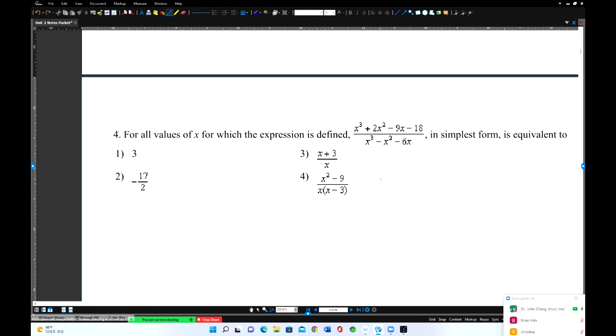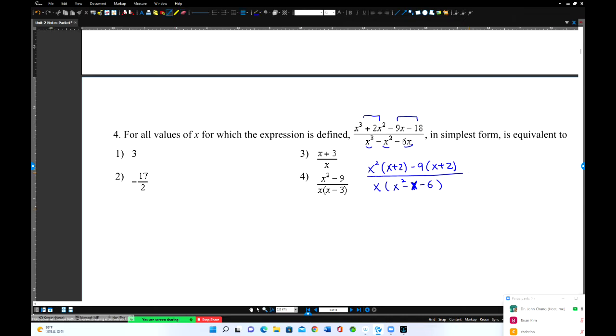We need to write the complete factor. What is the complete factor? Four terms is always what? Factoring by grouping, all right? So the first two: x squared is common, and inside we get x plus 2. Then 9x minus 18, the common factor is negative 9. Negative 9 is out, inside is still x plus 2. Now the denominator: all three terms have a common factor of x. So x is out, inside we still have x squared minus x minus 6.